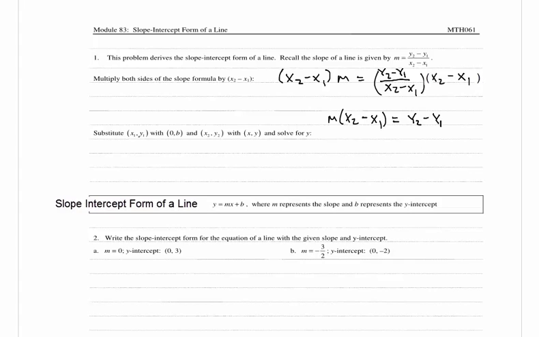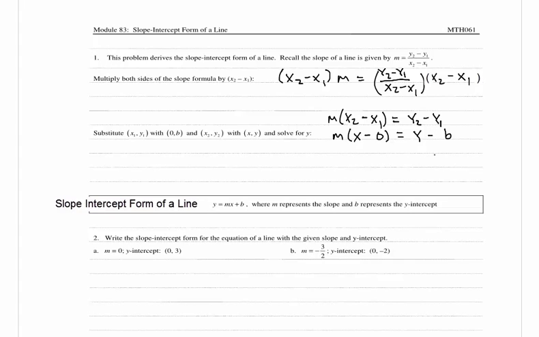And now they want us to substitute x1, y1 with 0, b and x2, y2 with x, y and solve for y. So we have m times x2, they want us to substitute with x, and x1 with 0, so we have x minus 0 is equal to y2, they want us to substitute with y, and y1 we substitute with b.